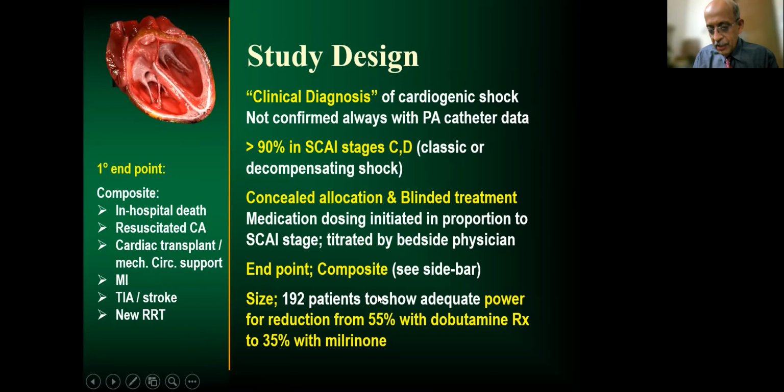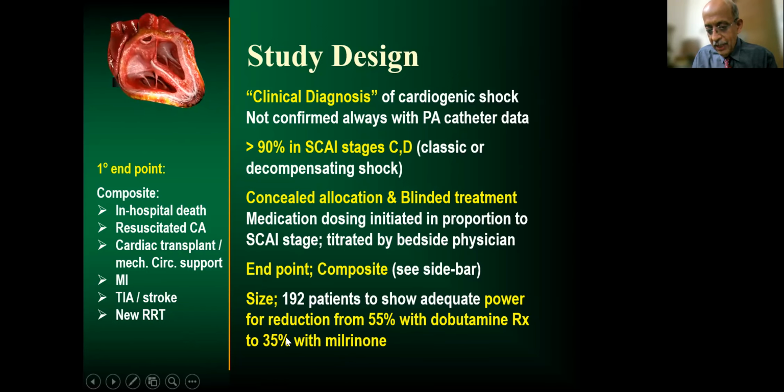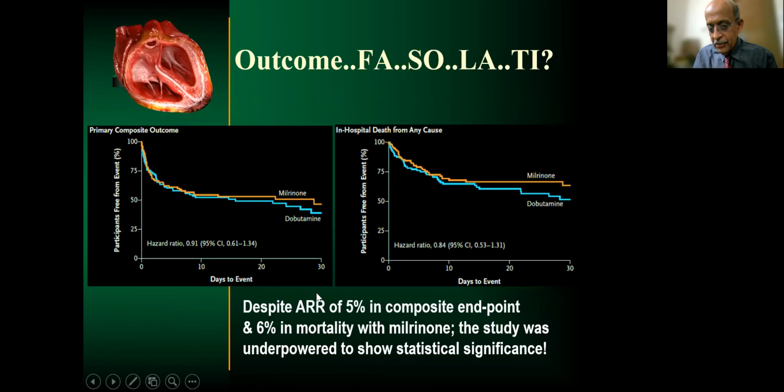The size of the study was about, I claim, 190, for a reduction in this composite endpoint from about 55% with dobutamine to 35%, or an absolute reduction of about 20%. I just want you to keep this in the back of your mind because I want to raise this as a concern a little later. There was a large expected decline. Unfortunately, for this kind of large decline, you need only a reasonably small number of patients. And when they did perform the study, they didn't see such a large decline.